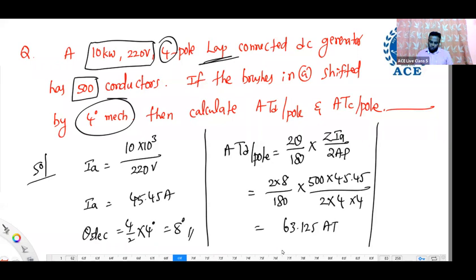Yes, tomorrow and day after tomorrow also you have class the full day. Okay, good.